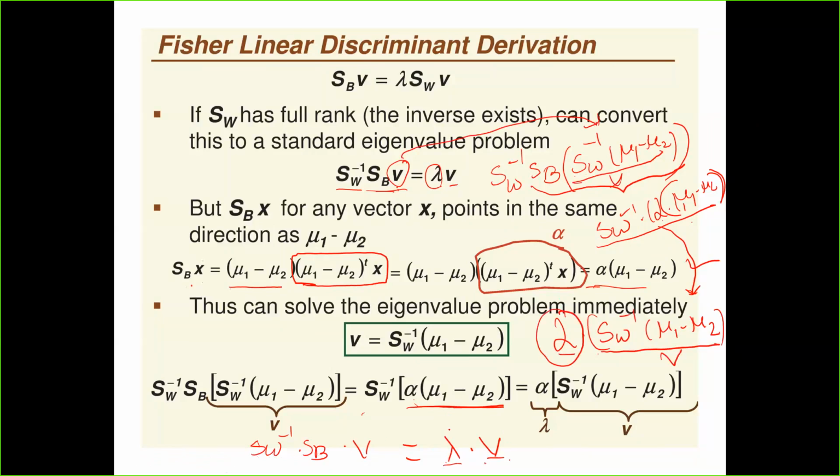So here lambda is equivalent to alpha, V is equivalent to SW inverse mu1 minus mu2.